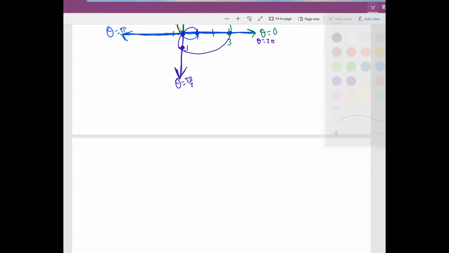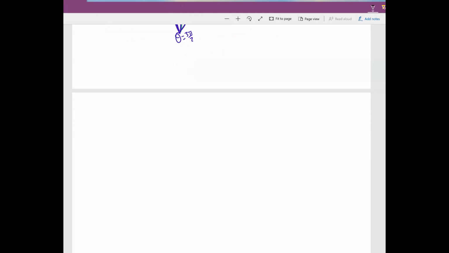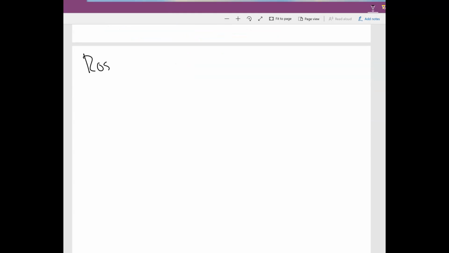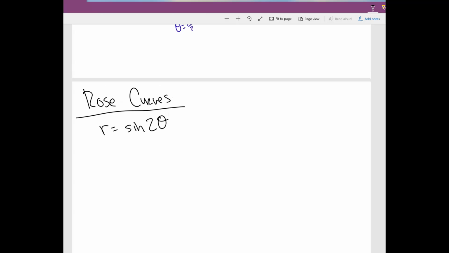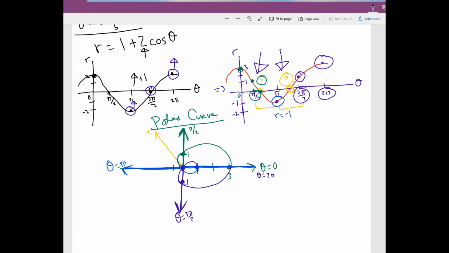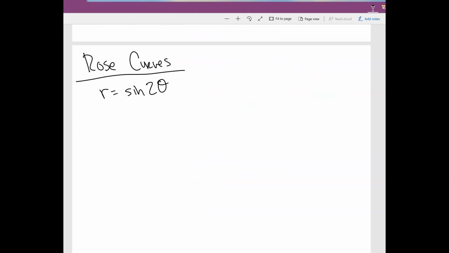Now let's do some of the rose curves. Okay, so some of the rose curves can be really, really hard to do. So we'll do a couple. So let's say we wanted to graph r is equal to sine 2 theta. Now, one thing to note is that before, everything was from 0 to 2 pi because there was no change in the theta value. But in this case, you have a 2.